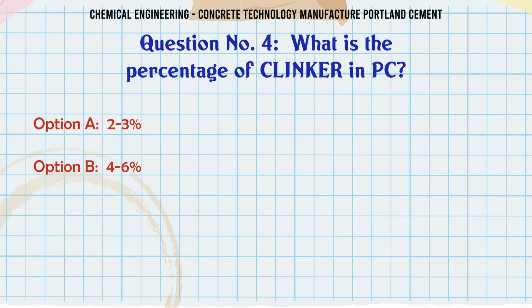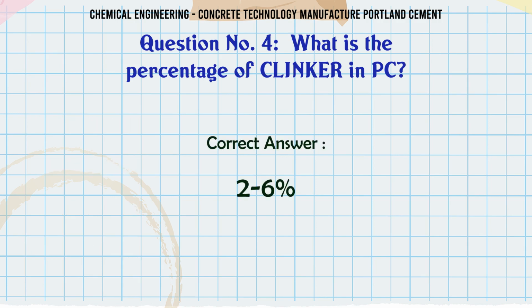What is the percentage of clinker in PC? A. 2-3. B. 4-6. C. 2-6. D. 3-5. The correct answer is 2-6.